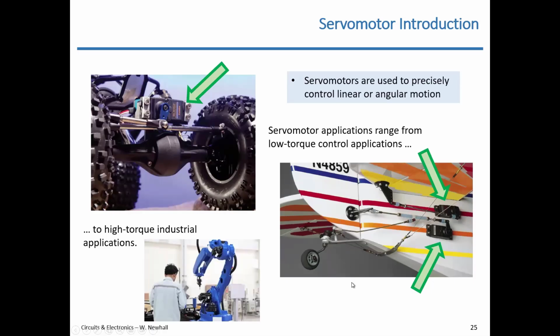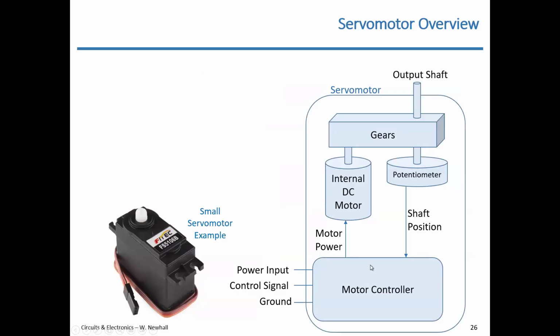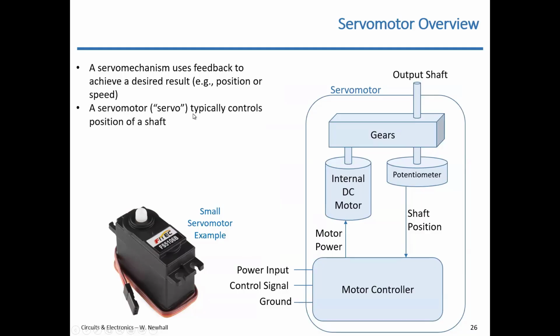But servo motors are typically designed around this type of operation. Here's an example of a small servo motor. Inside the servo motor, you have these blocks. And what these blocks do is they allow the motor to use feedback to achieve a desired result. That desired result is either position or a speed. And a servo motor typically controls position of the shaft.